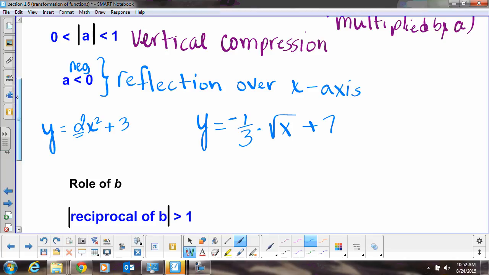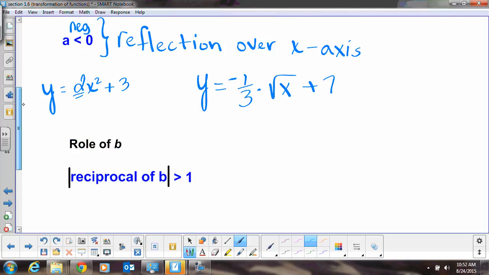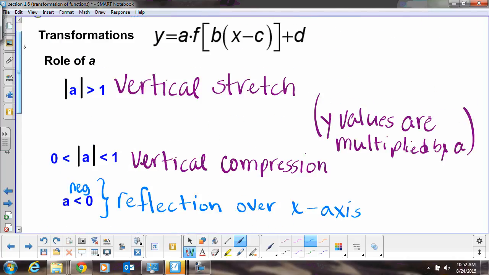All right. Now, the role of B is going to be very similar to the role of A. Where A was vertical stretch and compression, B is going to be horizontal stretch, horizontal compression, and reflection, not over the x-axis, but the y-axis. Now, whenever you are close to x, things are weird. So what does C do, does this move to the left or does this move to the right? So you had to do opposite, didn't you? You had to do the inverse. The inverse of subtraction is addition, etc.